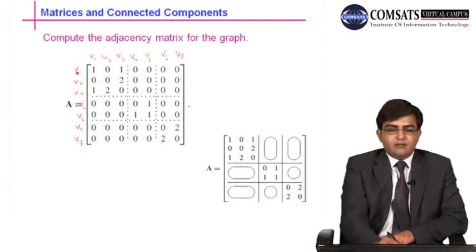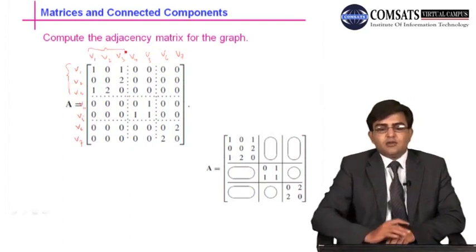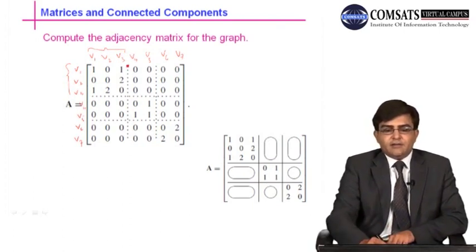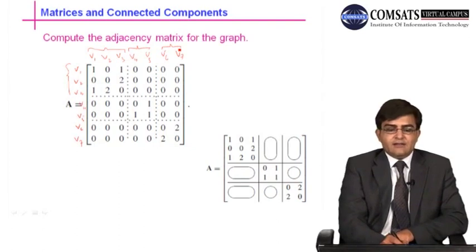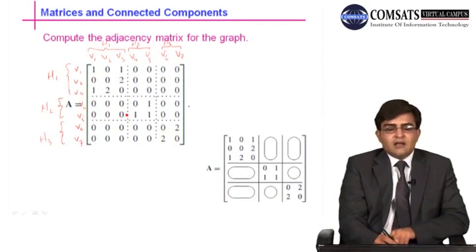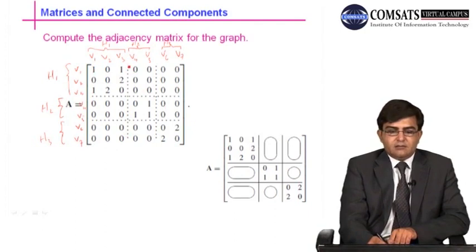Now basically V1, V2, V3 correspond to the first connected component. V4, V5 correspond to the second connected component, and V6, V7 correspond to the third connected component of the graph. This is basically H1, this is H2, this is H3. Here we have H1, here we have H2, here we have H3. The matrix, we can divide into blocks by these dotted lines.